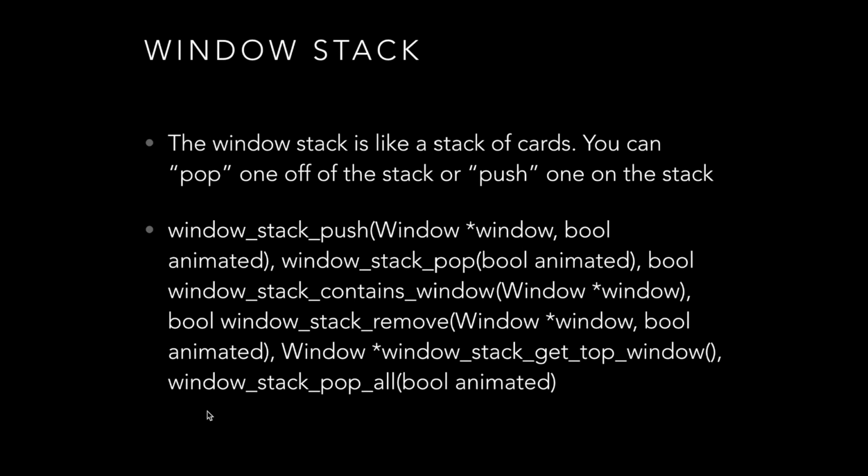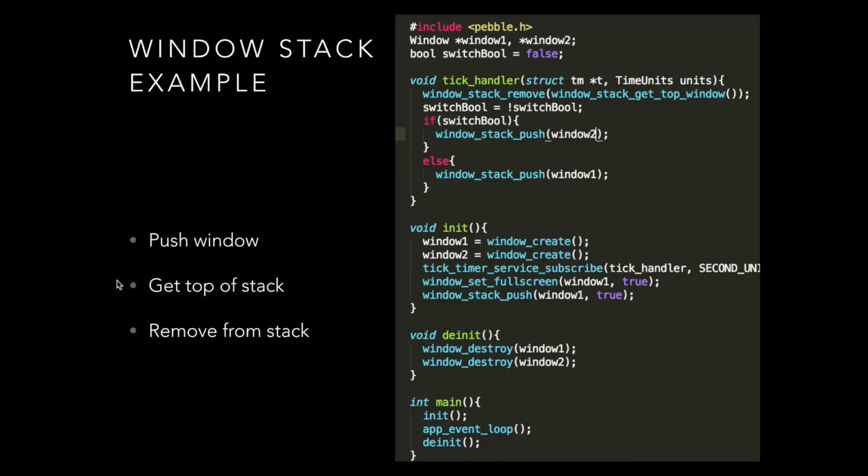And then last but not least, window stack pop all Boolean animated. That's going to remove everything on your stack. So if you have 1 window pushed, it's going to remove that. If you have 18 windows pushed, which would be just crazy, then it would remove all of them. And if you call this and don't push a window immediately after, your app will close. Same with window stack pop. If the window stack is out of windows and you don't push one pretty quickly after, it will just kill your app and kill the app event loop.